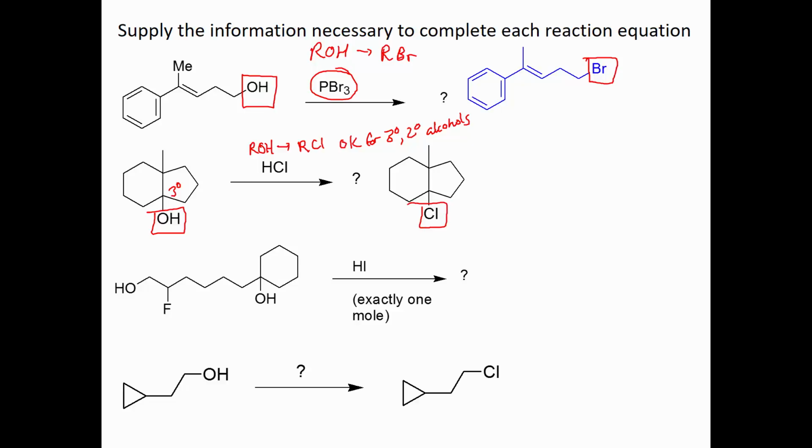Okay? All right, this is a compound where we're very carefully adding exactly 1 mole of HI, and we have two alcohol groups, a tertiary alcohol and a primary. Okay, so the relative rate says that tertiary alcohols are greater than secondary, greater than primary. So remember that relative rate.